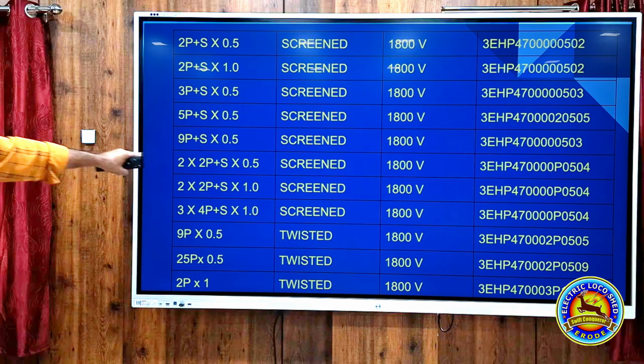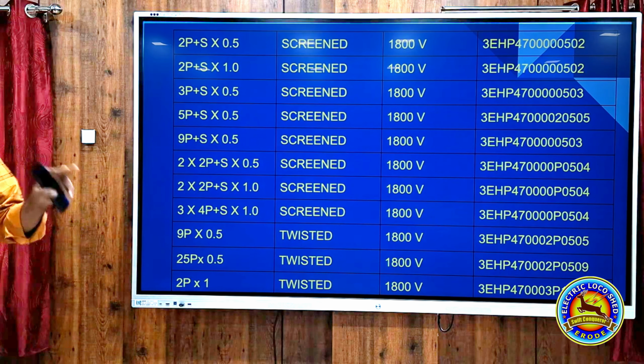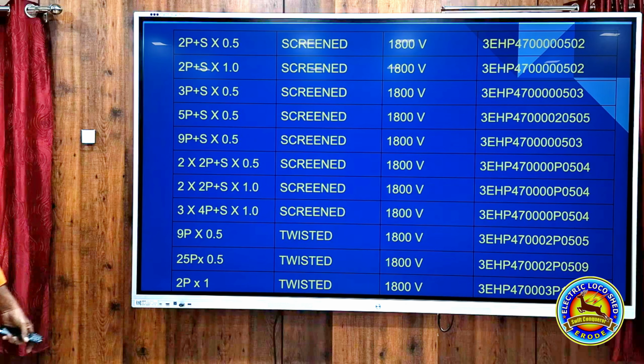2 into 2 is there, that is the 4. In that, 2 into 2 means 2 will be twisted and another 2 will be twisted. Like that it will come, mainly coming in sensor cables.